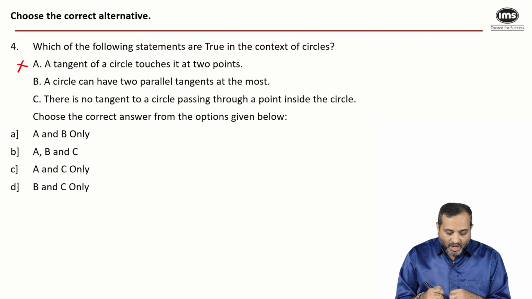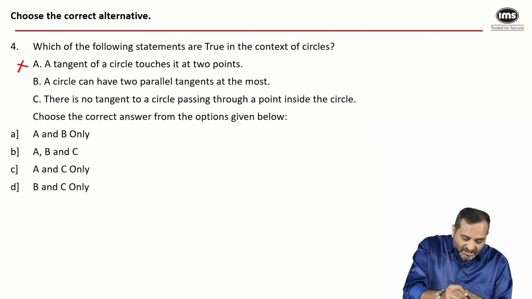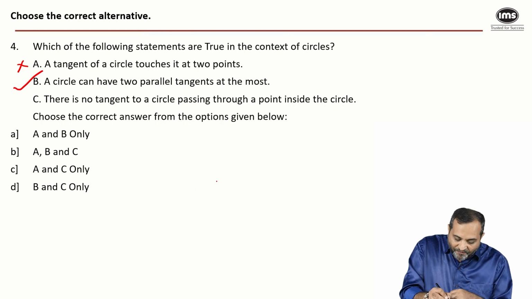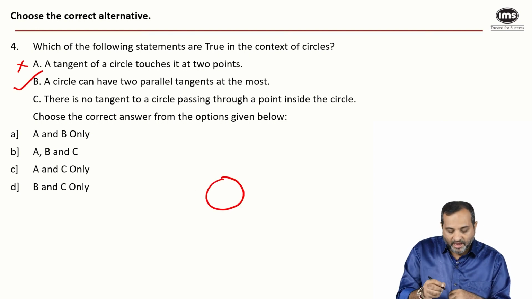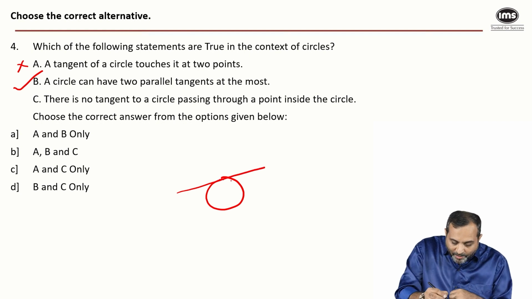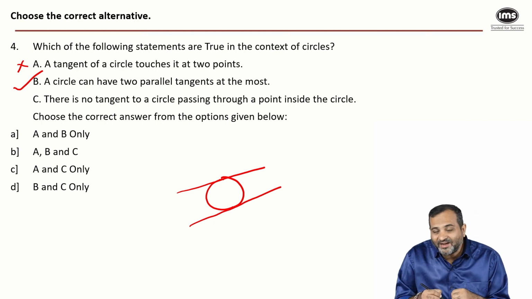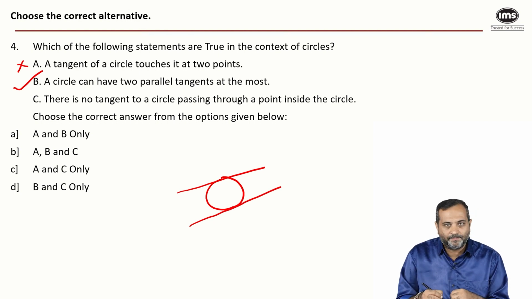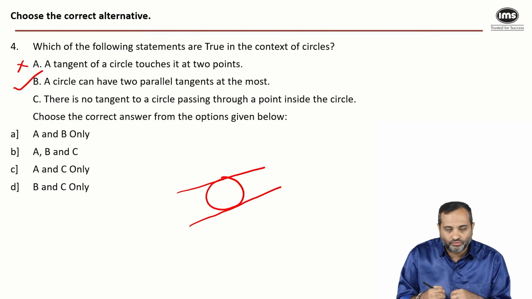Second statement. A circle can have 2 parallel tangents at the most. Can I say this statement is true? So, if I consider a circle here, if I draw one tangent here, a line parallel to this will be at diametrically opposite points. So, I can only have 2 parallel tangents at the same time. So, second statement is true.